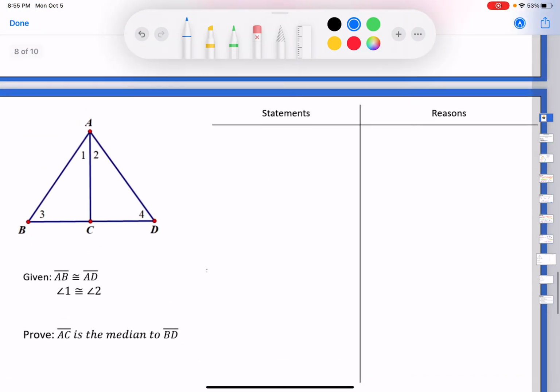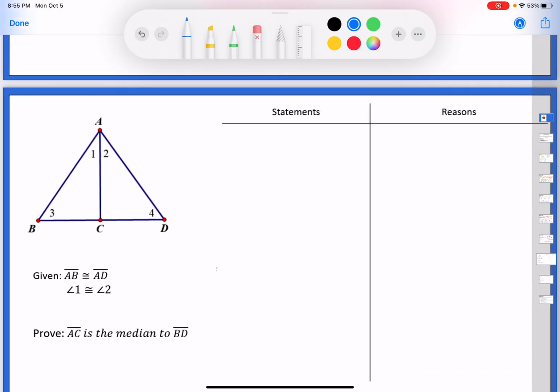All right, so let's practice using these in a proof then. So here's our picture, very similar to our warm-up, but now we're given a little bit more. So this time we're given segment AB is congruent to segment AD, and angle 1 is congruent to angle 2. And we're going to prove that AC is the median to BD.